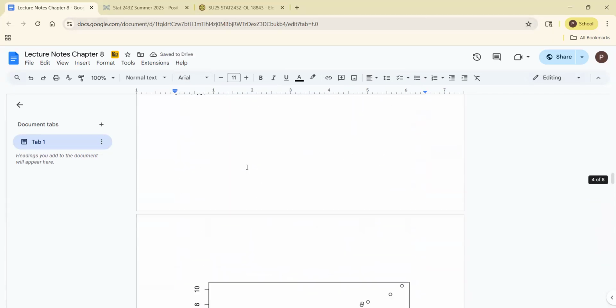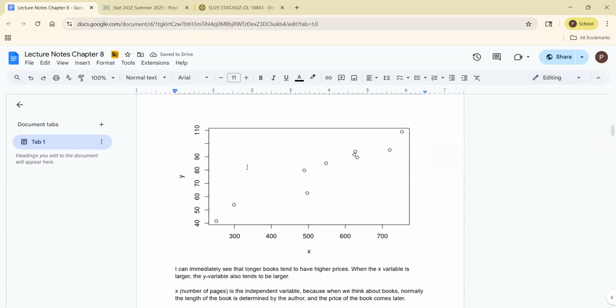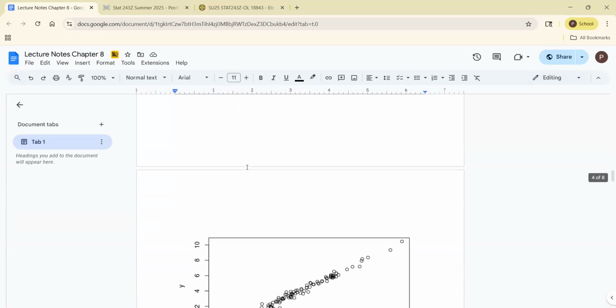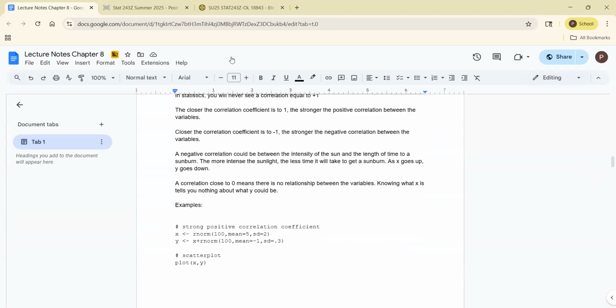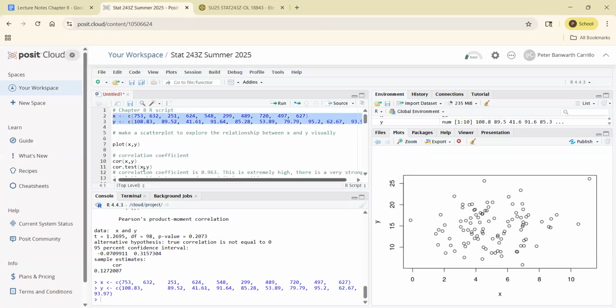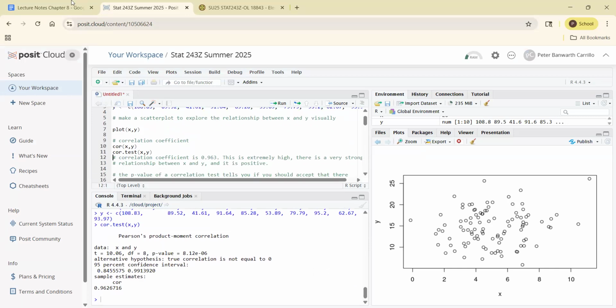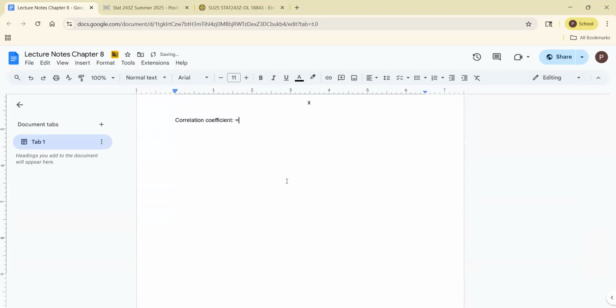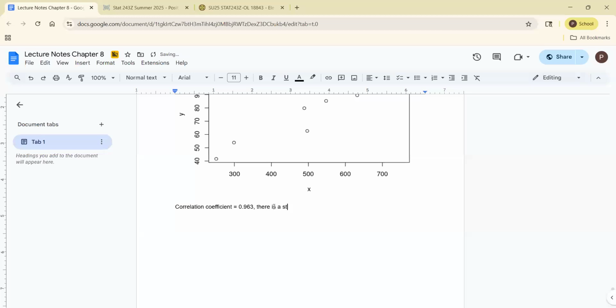Which was, oh, did I not calculate it? I can still do that. .963. Okay, which indicates both visually and with this summary statistic, there is a strong positive correlation between length of the book and cost of the book.